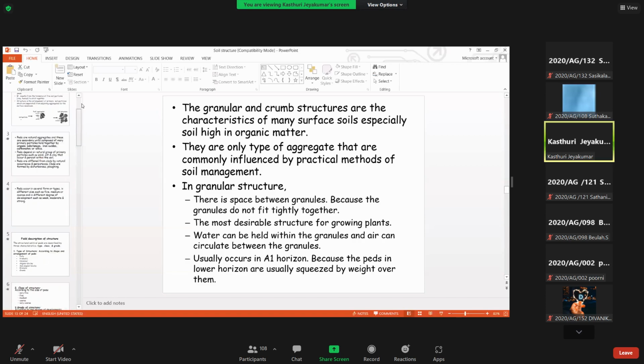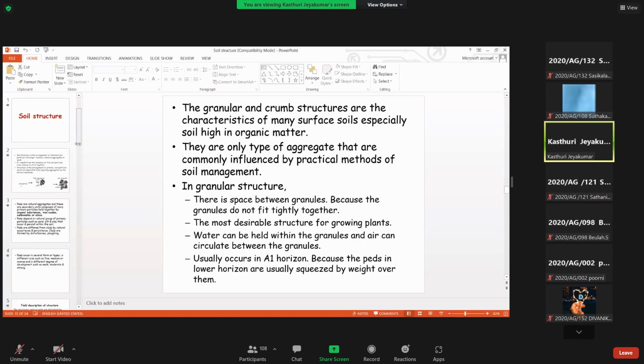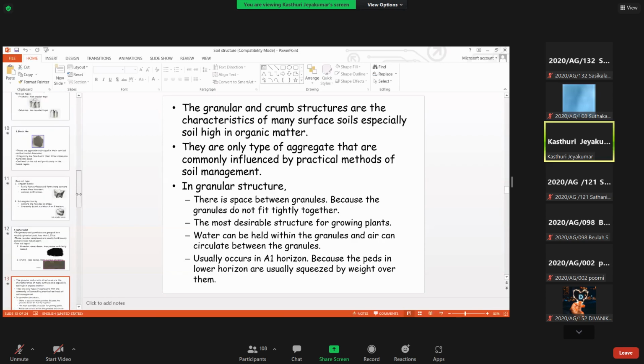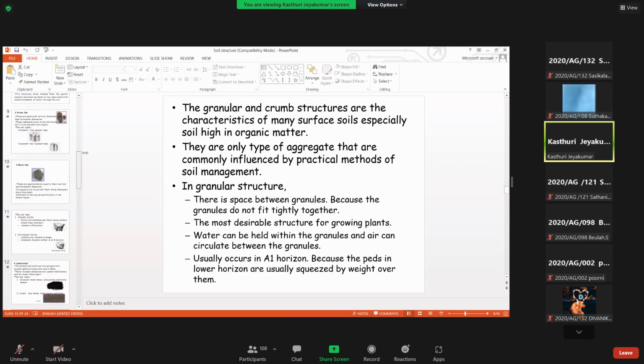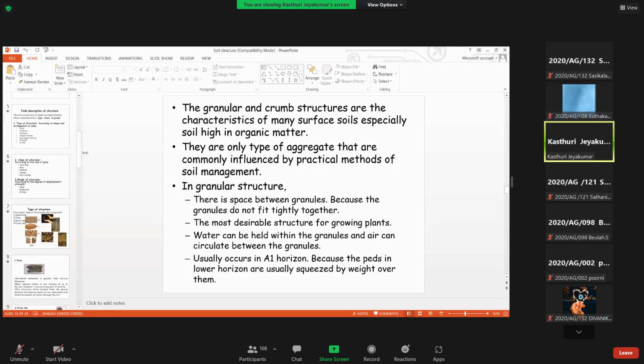And who is going to summarize the first 12 slides? Simple summarization. Just what is structure, what is aggregate, and what is ped, and how you can identify or classify the structure and the names.